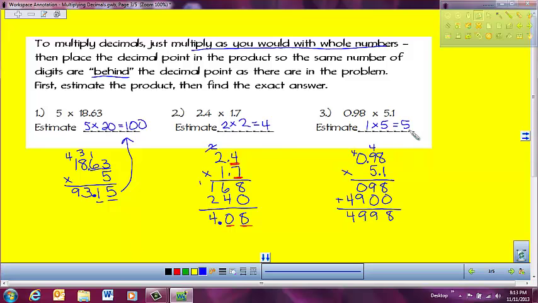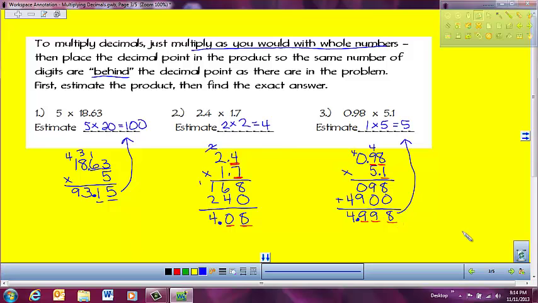Again, remember our estimate was 5, so that gives me a really good idea of where to put that decimal, so I get close to 5. However, I'm going to use our trick again too. Look at the digits in the problem. There's 1, 2, 3 digits behind the decimal point in the problem. So I need 3 digits behind the decimal point in my product. And 4.998 is very close to 5, which was our estimate.